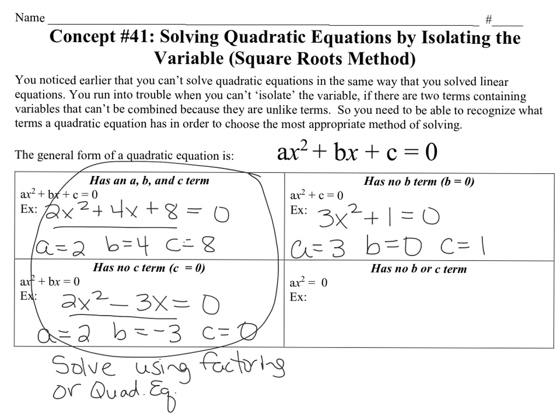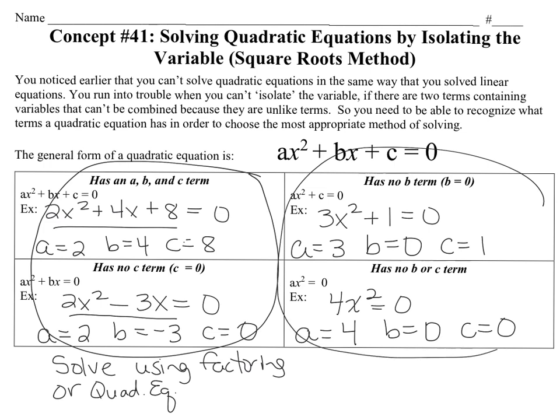The next example, ax squared equals 0, doesn't have a b or c term. So I could just have a problem that says something like 4x squared equals 0. Here, the a term, which is the coefficient of x squared, is 4. There's not an x term, so the coefficient of x would be 0. And there's not a constant, so the constant would be 0. These two types of problems we can indeed solve by isolating. So here we can solve by isolating the variable. And that's what we're going to focus on today.